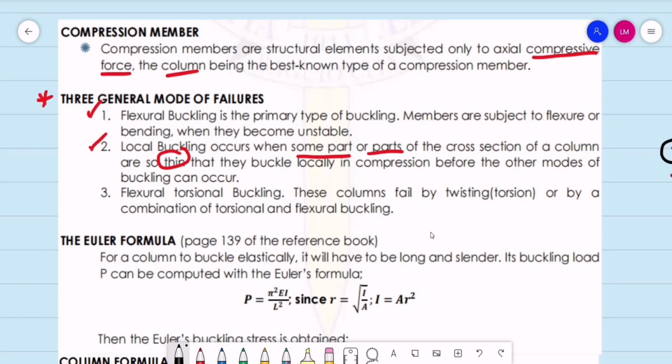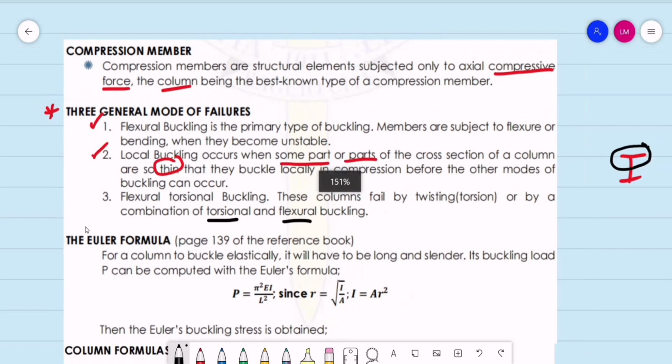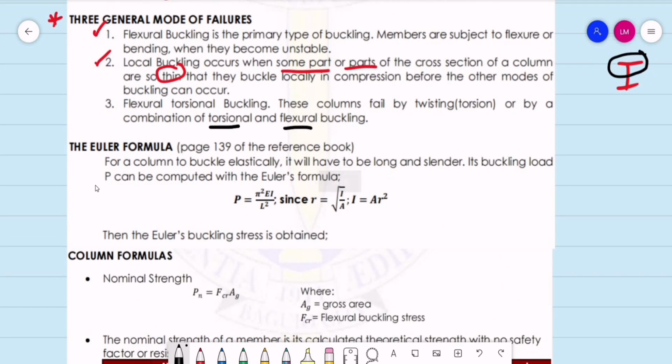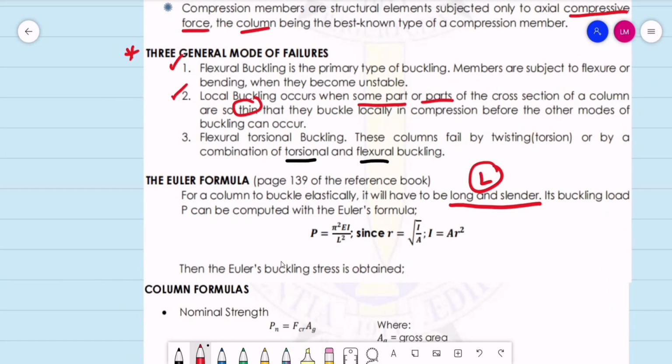Then number three, flexural torsional buckling. These columns fail by twisting, that is by torsion, or by a combination of the two, so a combination of torsional and flexural buckling. Then we have the Euler Formula. For a column to buckle elastically, it will have to be long and slender. So length is a factor when it comes to compression members, and when it comes to the slenderness of a given member.